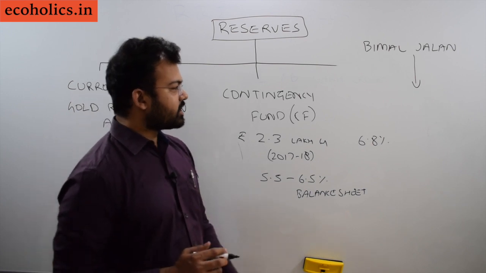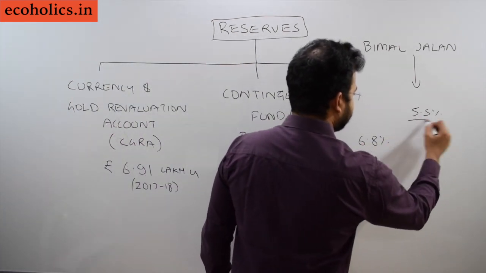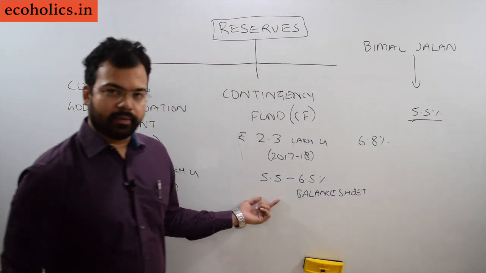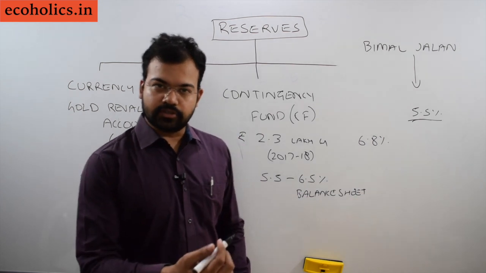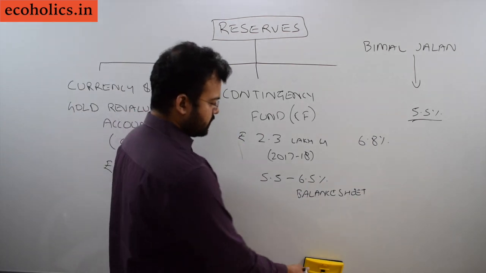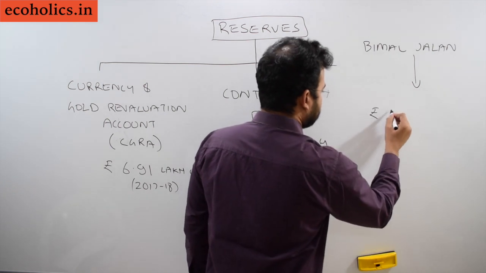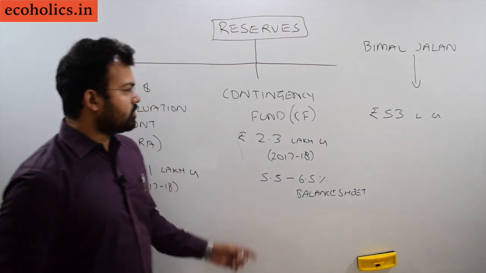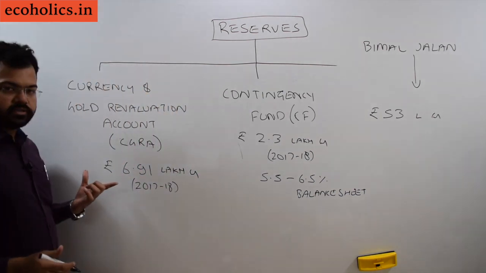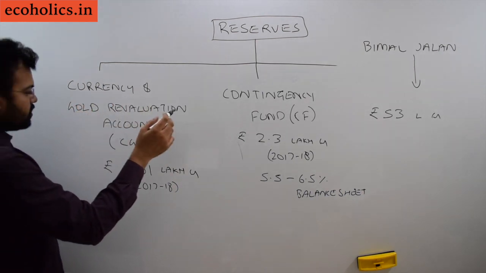So what the Bimal Jalan committee is recommending is that RBI has a surplus in the contingency fund. So the committee said that we can maintain it at the floor level limit. Floor level limit means the lower limit. So around 1.3% they can transfer to the Government of India. That constitutes around 53 lakh crore.